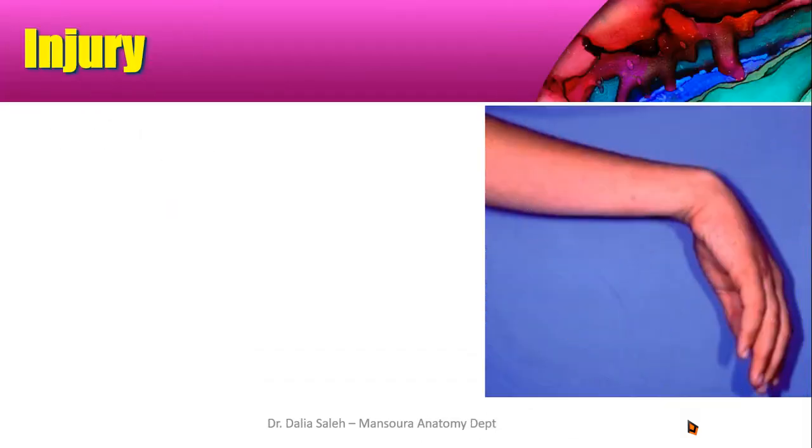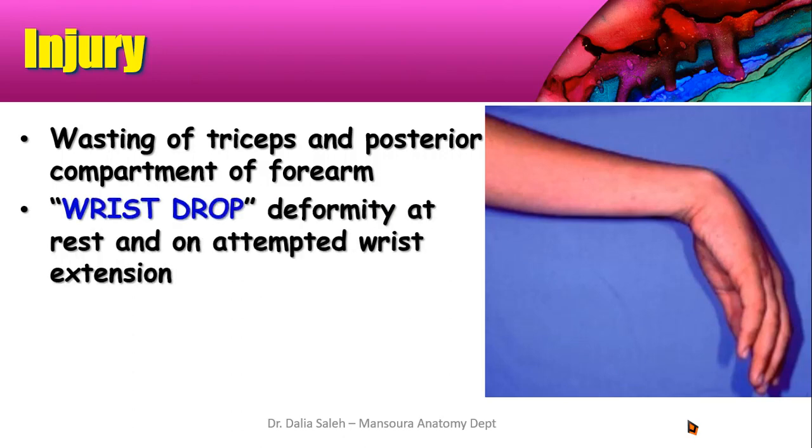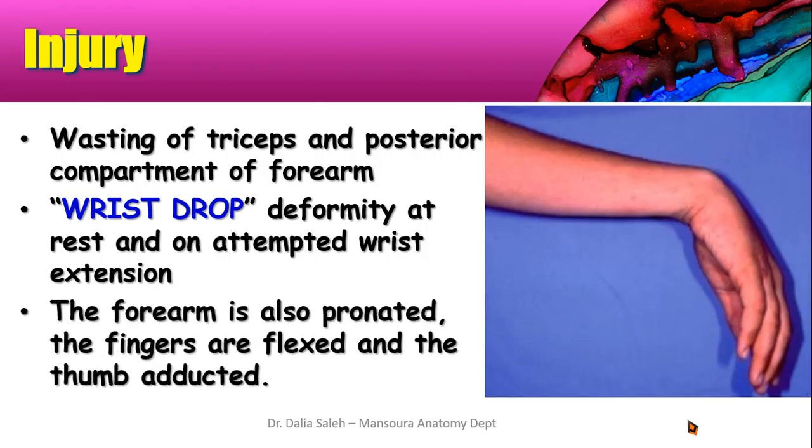The injuries of the radial nerve is manifested by the following. There will be wasting of the triceps and the posterior compartment muscles of the forearm, and the deformity is called wrist drop, since the patient cannot extend his wrist, and on attempting to do this, the wrist will drop back. The forearm is also pronated due to paralysis of the supinator, and the fingers are flexed and the thumb is adducted.